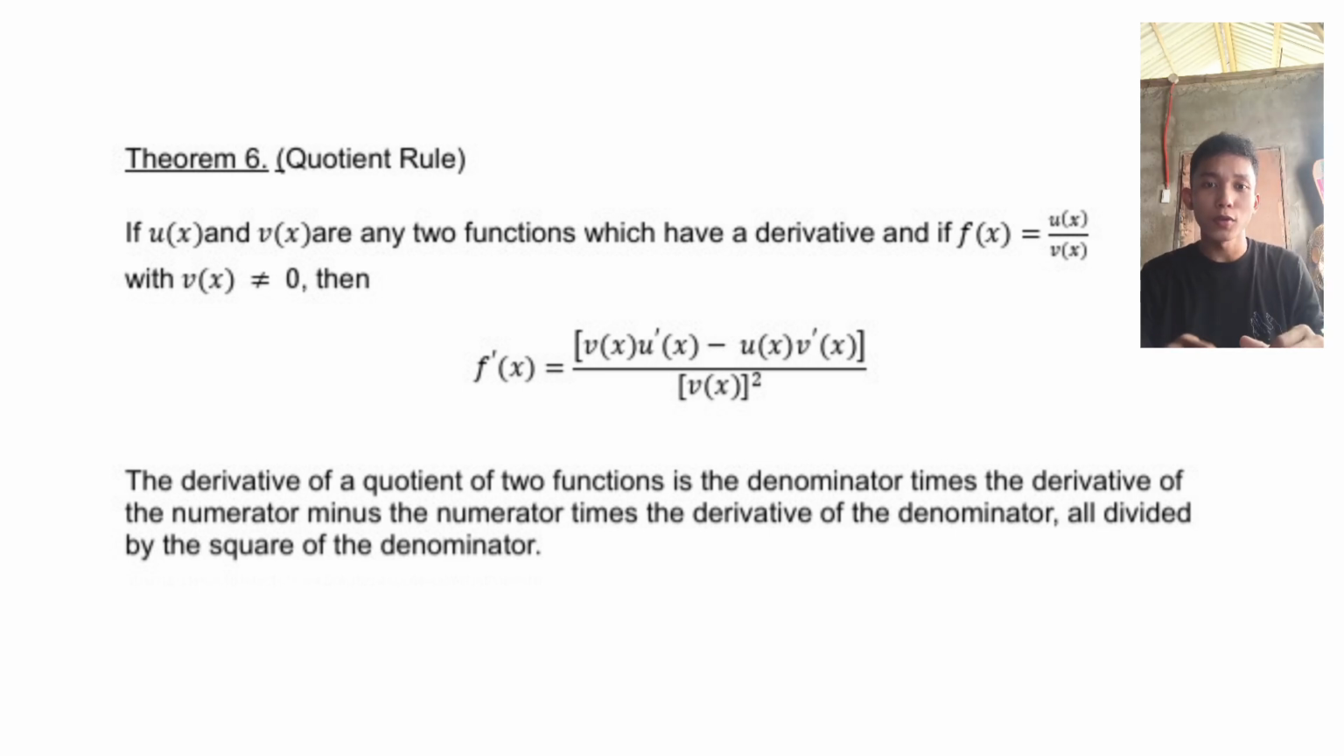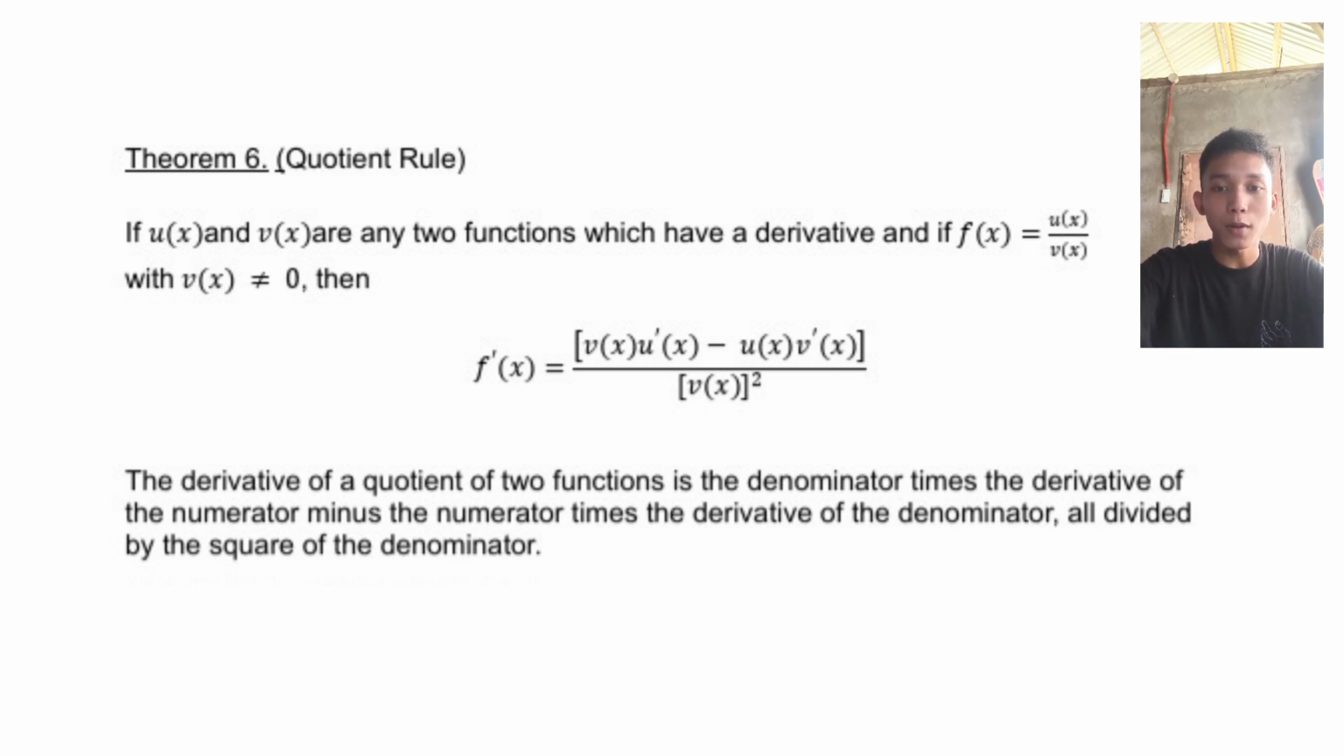We are assigned to discuss Theorem 6, which is the quotient rule. In the quotient rule, if u of x and v of x are any two functions which have a derivative, and if f of x is equal to u of x over v of x with v of x not equal to 0, then f prime of x is equal to v of x multiplied by u prime of x minus u of x multiplied by v prime of x over v of x squared.